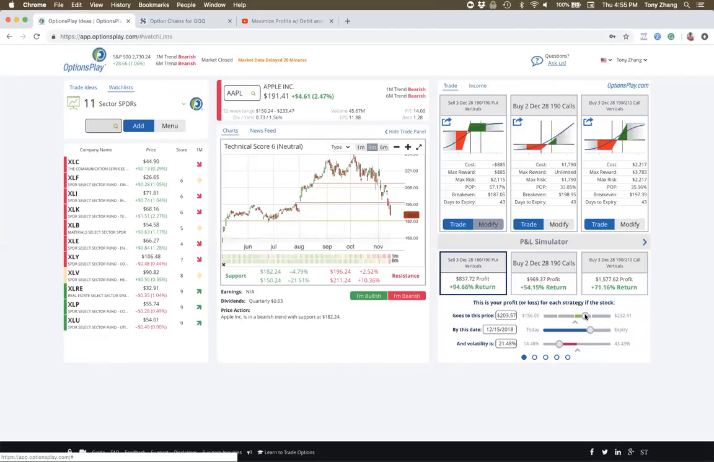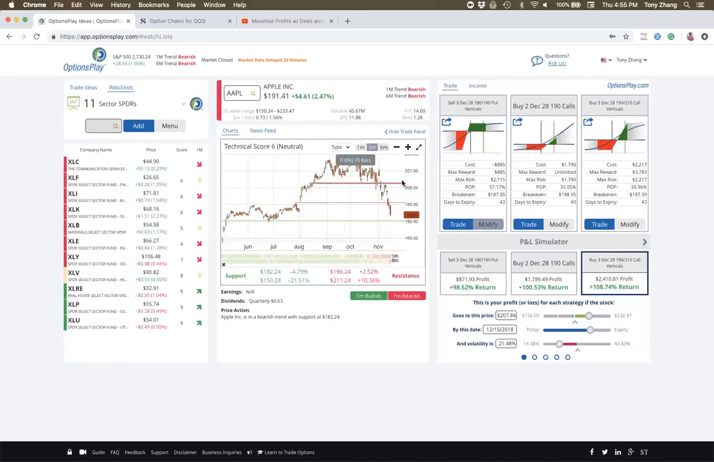Versus if the stock goes from even 205 to 208, you're going to get an additional $1,000 in profit. So your exposure to the stock moving is far, far bigger than the exposure to volatility moving. And that's why you should use these P&L simulators. Figure out where you think the stock's going to go. That's going to help you determine what's the most efficient way to deploy your capital.